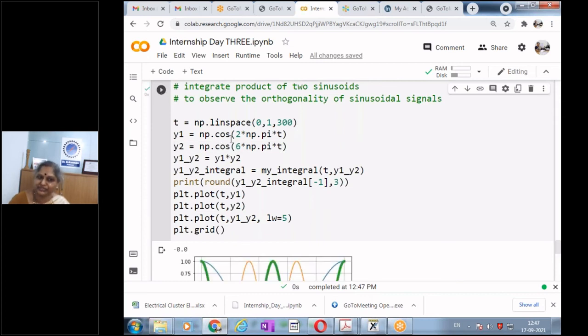Cos and sine. So cos and sine is orthogonal. Cos 2 pi is orthogonal with cos 3 pi, cos 6 pi, and so on. What does it mean? All cosine functions and their harmonics are orthogonal. And because these are orthogonal, that is why you have the Fourier series representation, because I can represent any periodic signal in terms of the orthogonal.